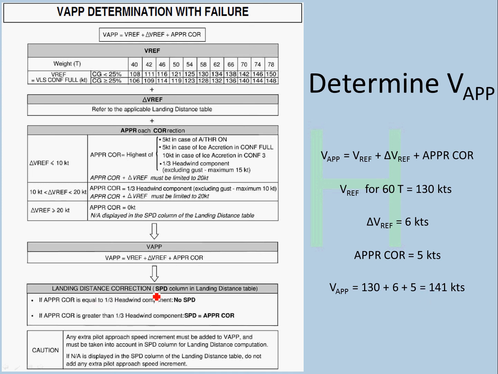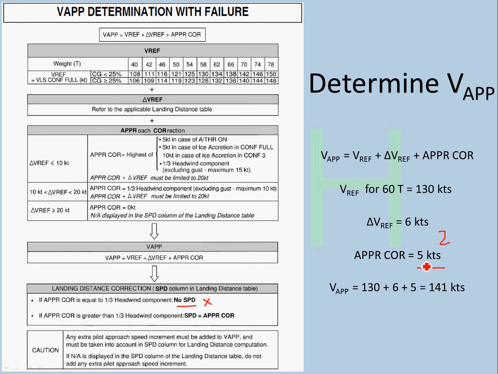Now the landing distance correction, speed column in the landing distance table. Point 1: if approach correction is equal to 1/3 of headwind component, no speed correction. Our approach correction is 5 knots, and our 1/3 of headwind component was 2 knots, so this is not applicable to us. If approach correction is greater than 1/3 of headwind component, yes.